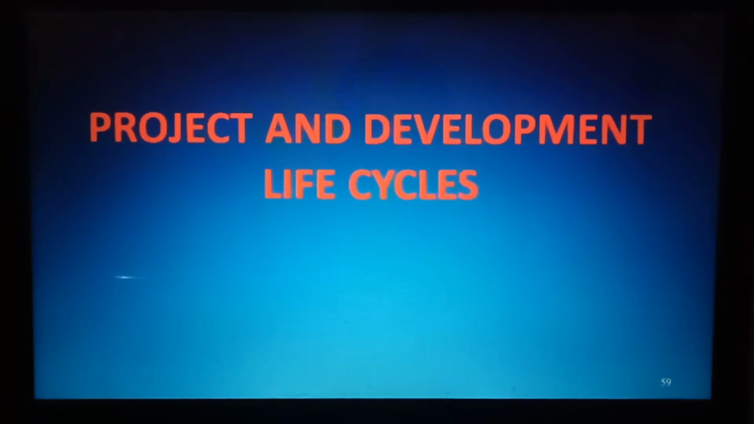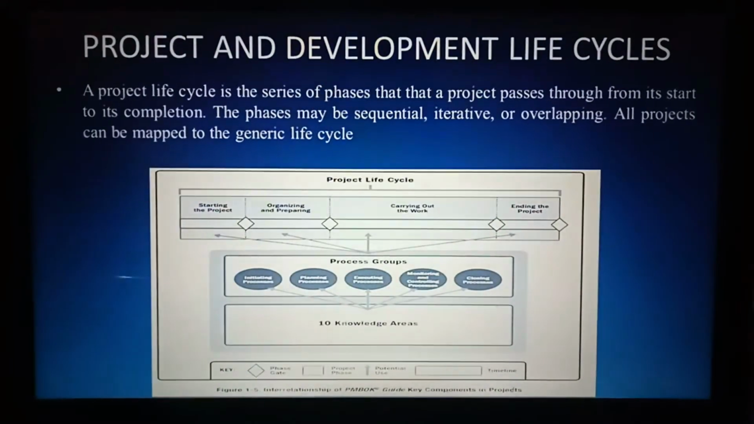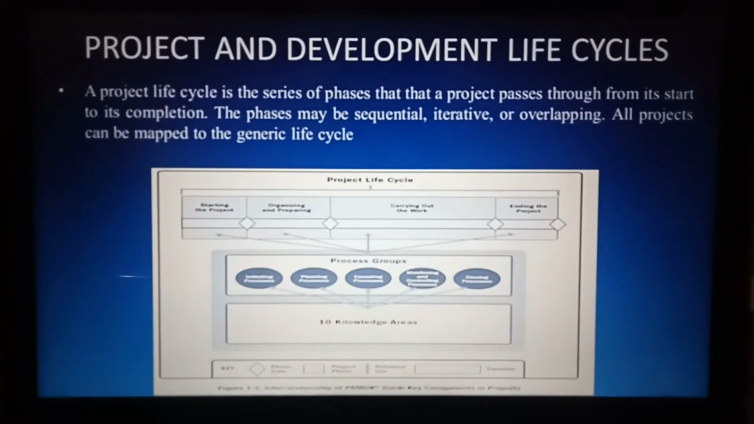The topic is project and development life cycles. So let's start. A project life cycle is the series of phases that a project passes through from its start to its completion. The phases may be sequential, iterative, and overlapping. All projects can be mapped to the generic life cycle. The diagram is given. You can relate it to the description.